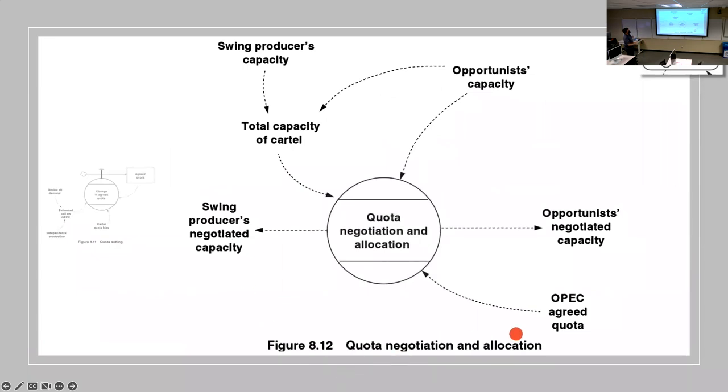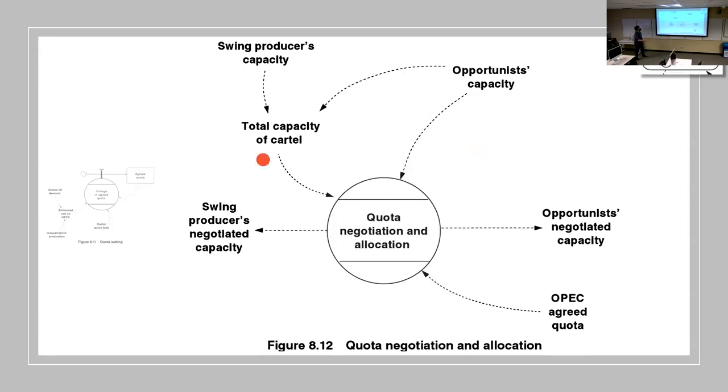And then for negotiation here, this has to do with deciding who, the swing producer or the opportunist, is going to be producing that quota. And so this is important because the agreed upon ratio here is what's going to trigger that punitive mode. And so if you don't give the opportunists enough oil to produce, if you don't agree that they're allowed to produce that, they will be more likely to start cheating. And that might trigger this punishment more often.